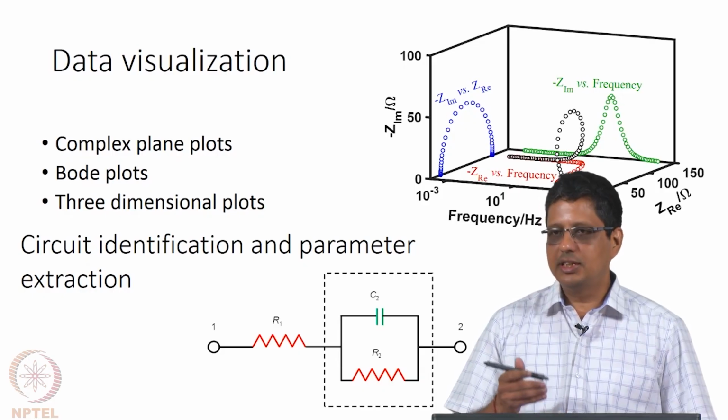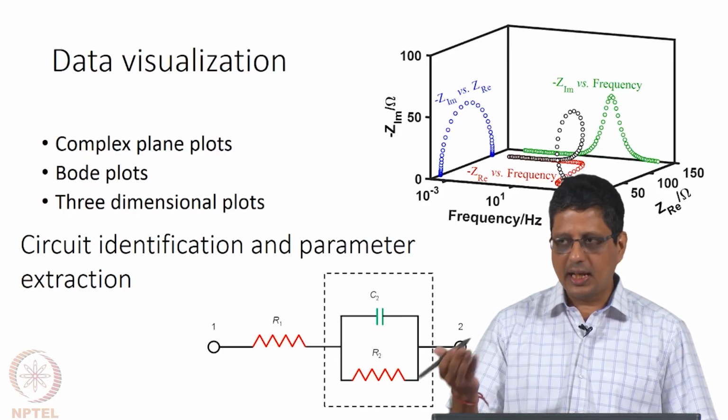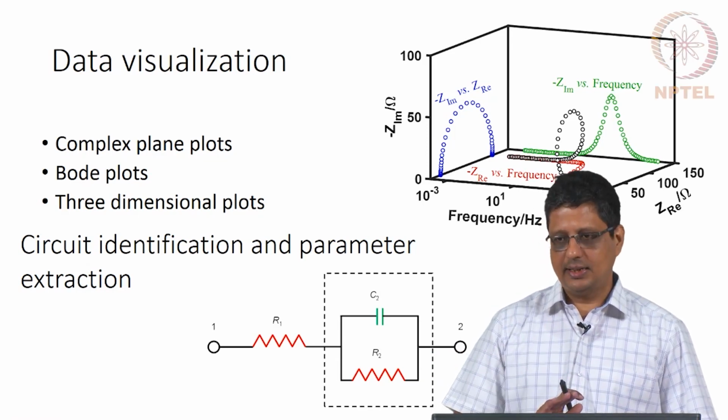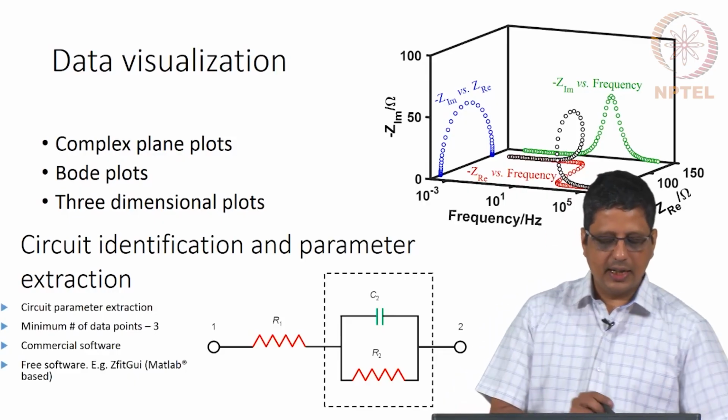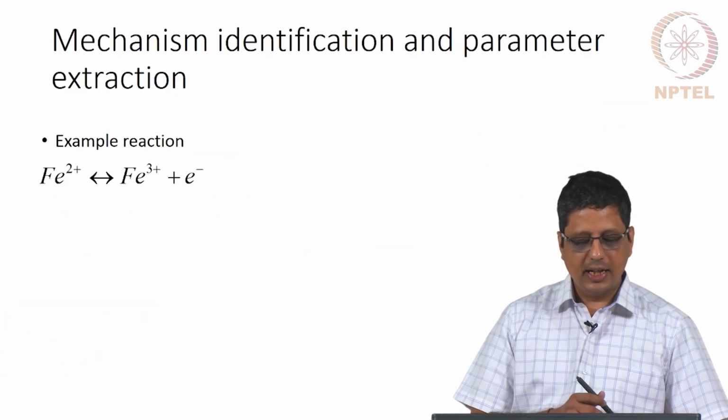What happens when R2 is 1000? You do another experiment with a slight change in conditions, and it becomes 1010. How do we interpret that? Okay, that is one set of analysis. So, we have to do circuit parameter extraction, and we can use commercial software or free software, you can get it.